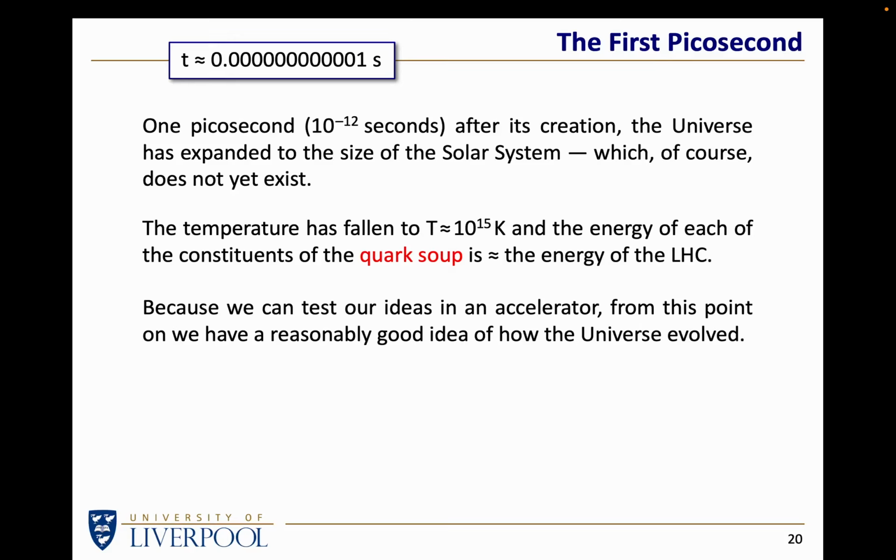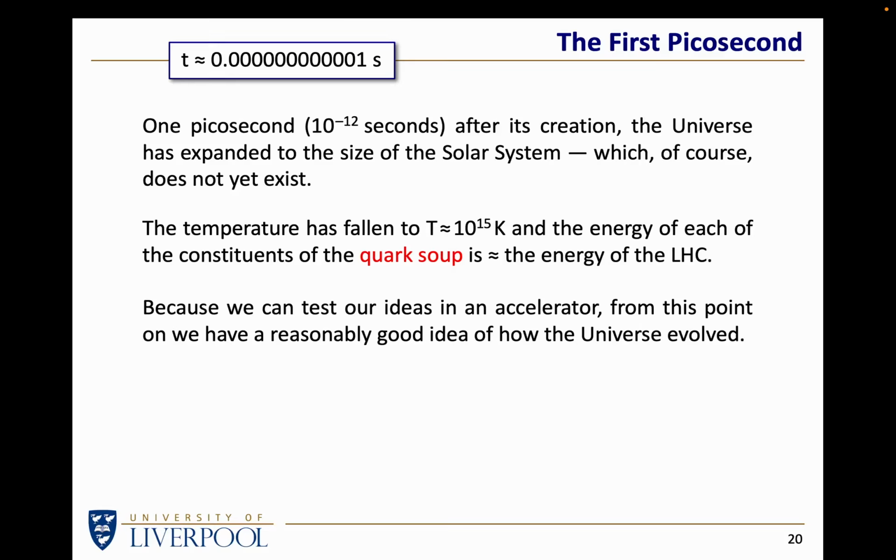In other words, we can generate particles with energies equivalent to the energies 1 picosecond after the Big Bang. Hence, we can test our ideas. If we have an idea of what might be happening, we can say, well, let's actually find out what happens when quarks have this level of energy or protons have this level of energy. Because we can test our ideas in an accelerator here on Earth, that means we have a reasonably good idea of what's happening from this point onwards.